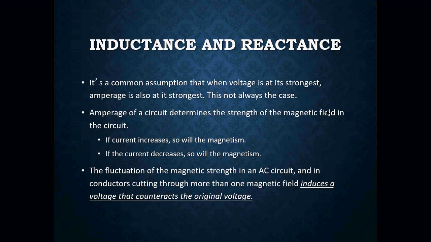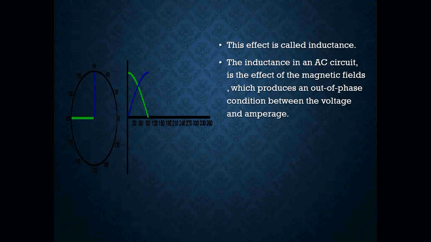Okay? The fluctuation of the magnetic strength in an AC circuit means conductors cut through more than one magnetic field. And when that happens, it induces a voltage that interacts with the original voltage. Okay, so this is what we're talking about here. This is the effect called inductance.